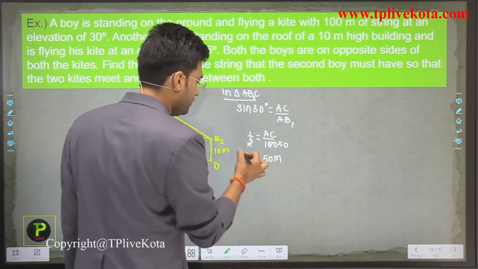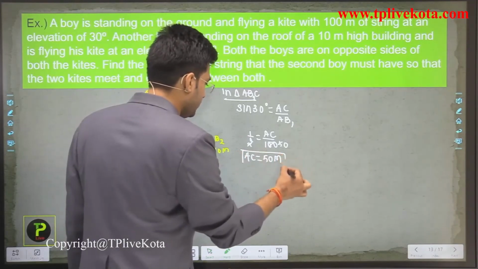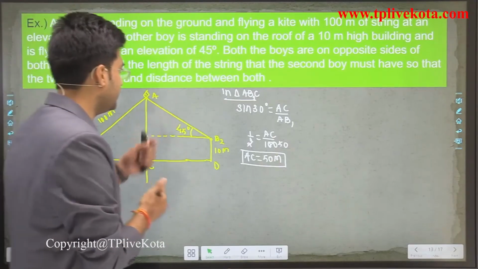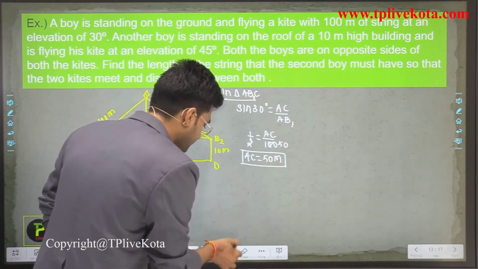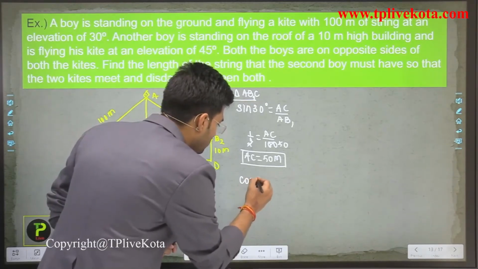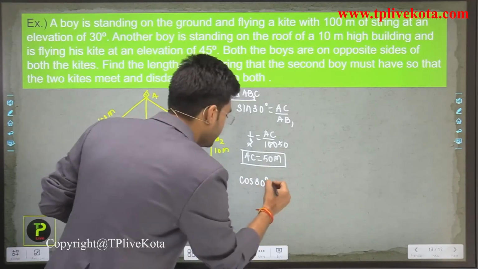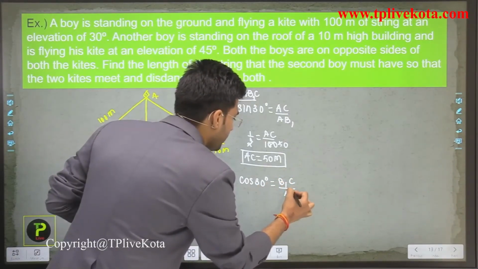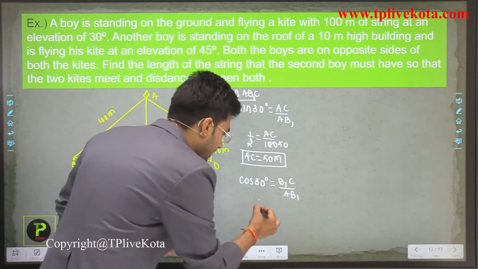The length of AC is 50 meter. Clear? Now let's apply cos 30. Cos 30 is equal to what? Cos 30 is base divided by hypotenuse, and base is B1C divided by AB1. And what is the value of cos 30? It is root 3 by 2.